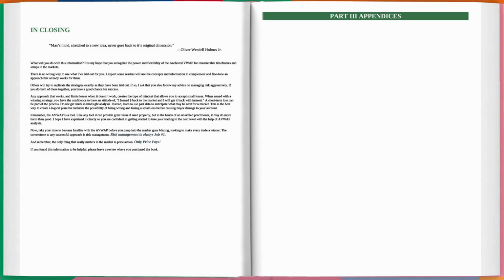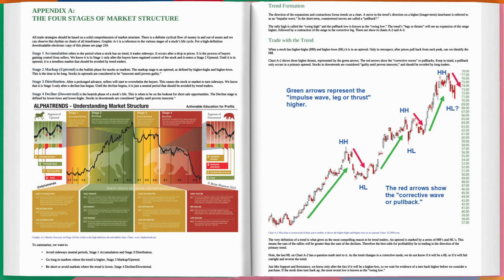Part 3, Appendices. Appendix A, the 4 stages of market structure. All trade strategies should be based on a solid comprehension of market structure. There is a definite cyclical flow of money in and out of assets, and we can observe this rhythm on charts of all time frames. Graphic A1 is a reference to the various stages of a stock's life cycle. For a high-definition, downloadable electronic copy of this, please see page 234.